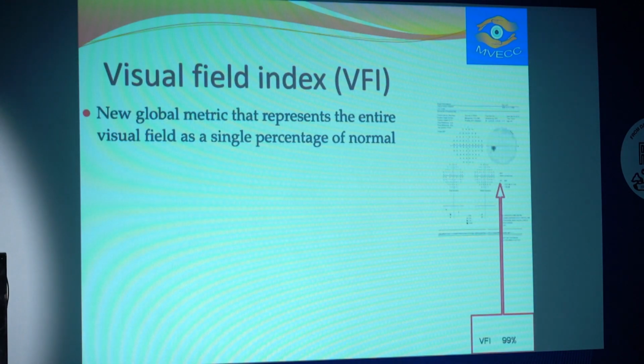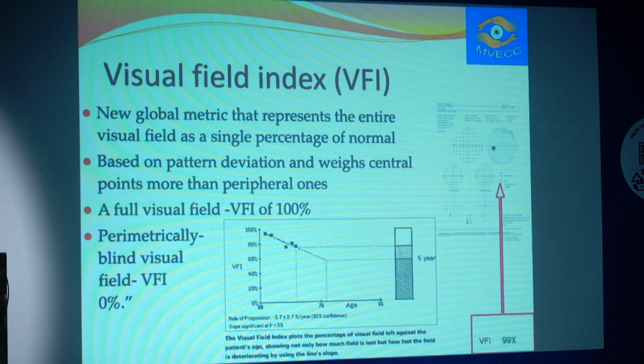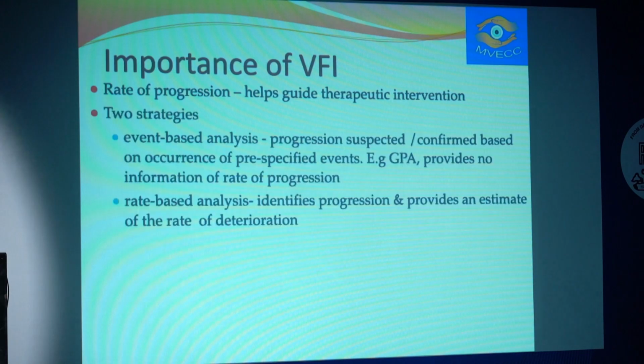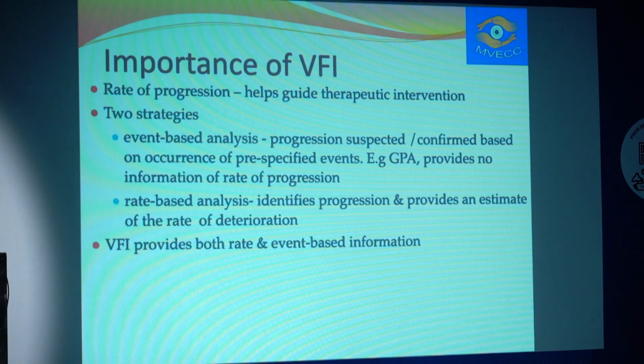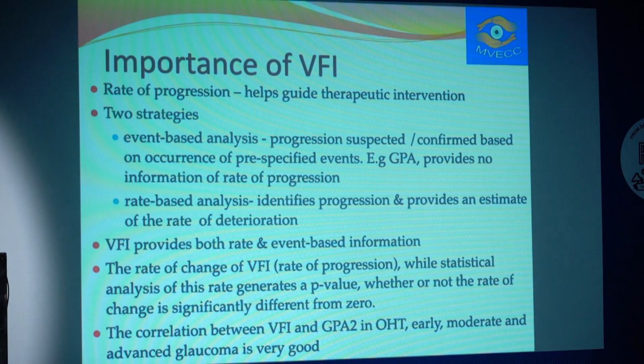Now VFI is a single numeric metric which represents the whole visual field as a single number. A full visual field will give you 100 and a perimetrically blind patient will give you a VFI of 0. We all know that the rate of progression could be event based or rate based. VFI is a combination of both, even in the rate based analysis. It usually takes into account the pattern deviation plot, but if the pattern deviation is not so good, it can take the total deviation plot into account also. It also generates a p-value, which signifies how fast or how significant the drop is. The correlation between the VFI and GPA in almost all kinds of glaucoma has been shown to be very good.